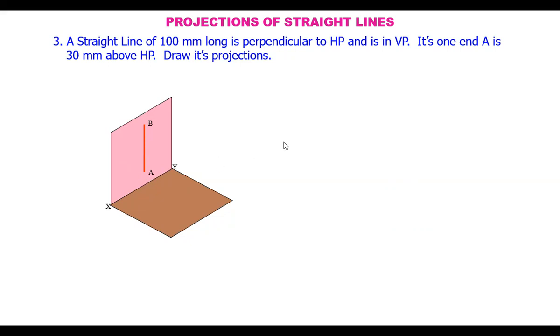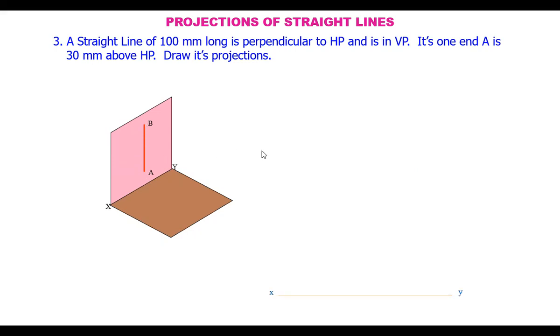Now we want the projections. Let's first draw the front view of this line. The view in which you get the true length of the line is drawn first. Here, in the front view, we see the true length of the line. So we draw the front view of the line first.